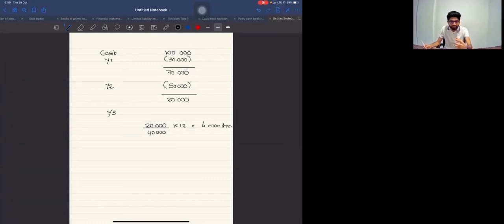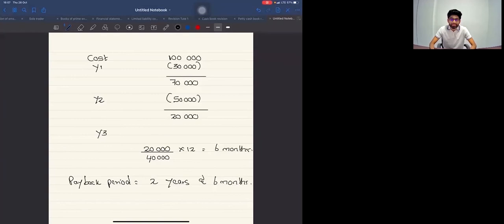So what is the payback period? Payback period is how long you took to recover the 100,000, your investment, right? So what is the answer here? My payback period is going to be 2 years and 6 months to recover the 100,000. This is one of the methods that you apply and see before undertaking any investments. So your answer, payback period is 2 years and 6 months.